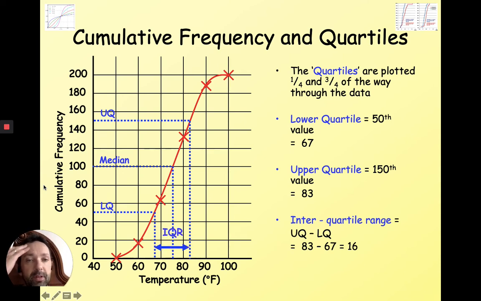These different values tell us a lot about the spread of the data. So if a cumulative frequency curve is very, very steep and the interquartile range is very, very small, then that means all the pieces of data are grouped very closely towards the center.